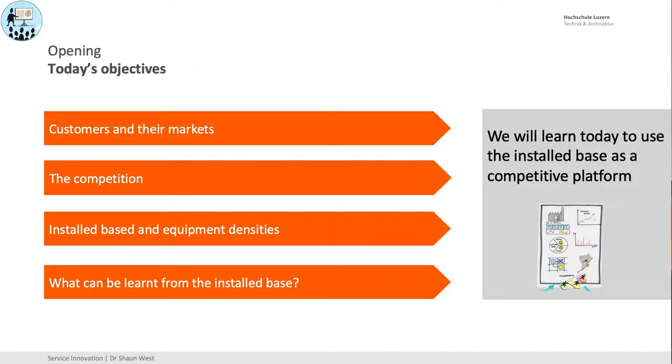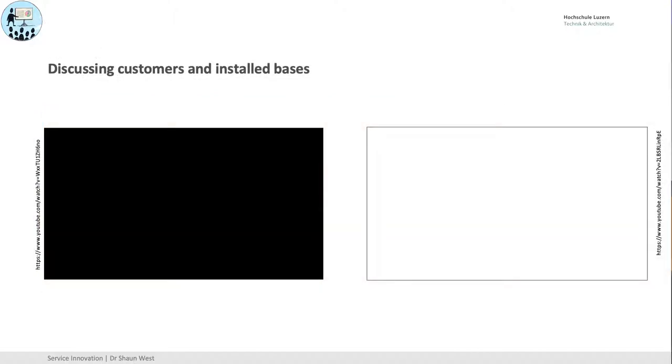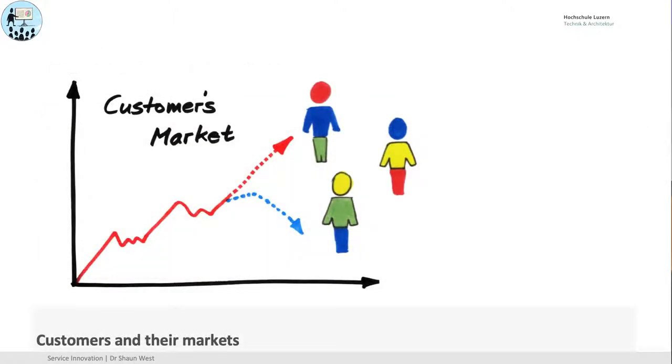and we will do blueprinting and customer journey mapping again. So today's objective is to understand customers and their markets, the competition, understand the installed base, equipment densities, and what can be learnt from the installed base. The installed base is one of our most important resources. Watch the videos, really useful.